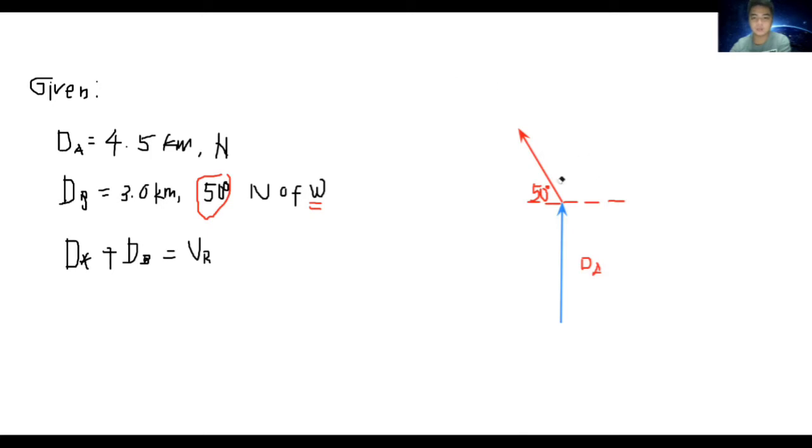Now, let us determine the resultant vector. From the tail of D sub A to the head of D sub B, I'll use blue. So this is D sub A, and then we have D sub B. To determine the resultant vector, from the tail of D sub A to the head of D sub B, from here to there, that will be the resultant vector. So this is D sub R, the resultant vector. Let's enlarge it a little.